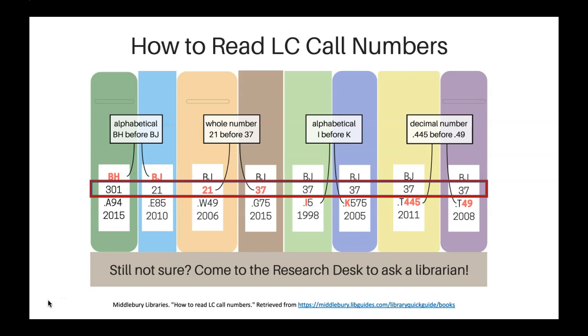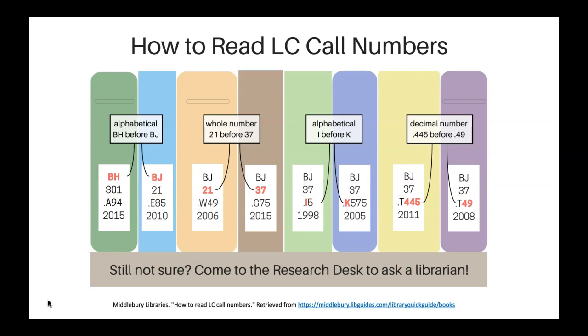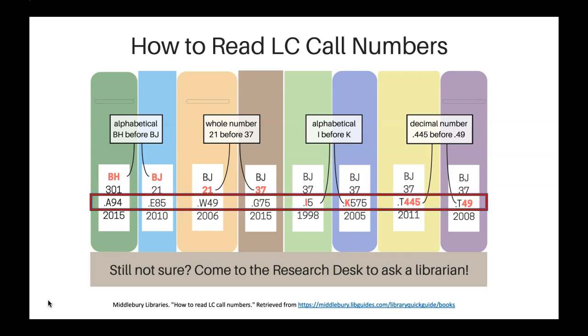Once we have arranged the items alphabetically, we can then move down to line 2 and begin arranging the items numerically by classification number. In this example, the whole number 21 comes before the whole number 37. After arranging in ascending numerical order by classification number, we can jump down to the cutter number to arrange by alphabetical and decimal order. As seen here, I comes before K when looking at the cutters.